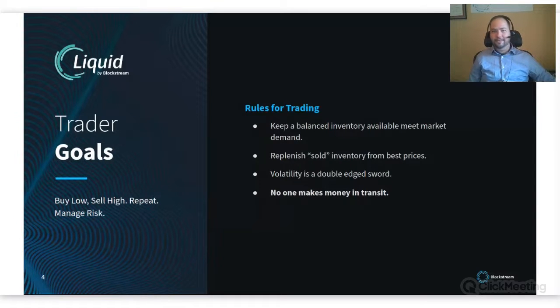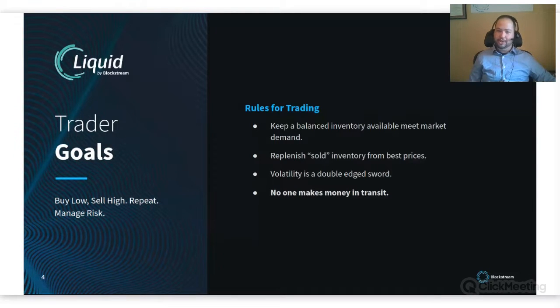Now, the trader has separate goals, but a lot of times they balance out or even help the exchange meet its goals. The trader is very simple, right? Buy low, sell high, repeat this process, manage risk, make sure you're not exposed to too much risk. So this is what they're going to do. Traders are going to want to keep an inventory available to meet market demand, and they do this by buying through a spread. They'll buy a little bit lower and sell a little bit higher, and this is done a couple of ways. Either they're on a specific exchange, by having a spread there, or by arbitraging between different venues. So if they run out of inventory on one exchange, they're going to want to replenish that by buying it up on another exchange and moving it over.